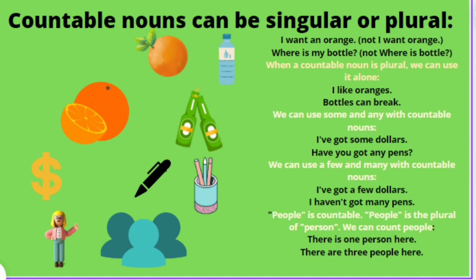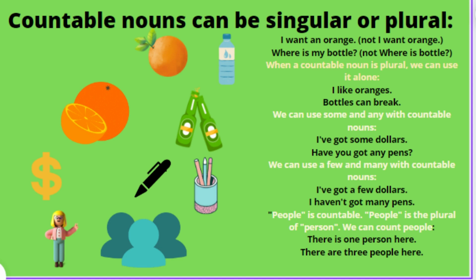Now we can use a few and many with countable nouns. I have got a few dollars. Here is the word few, which we have used before the word dollars. I haven't got many pens. Here we have used the word many before pens.